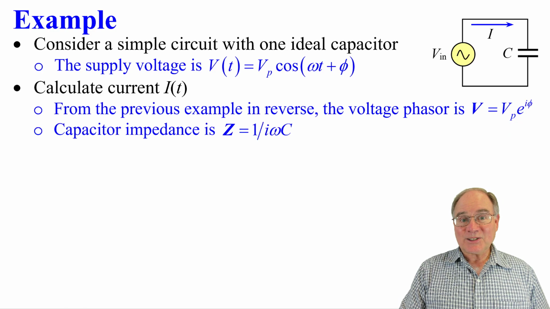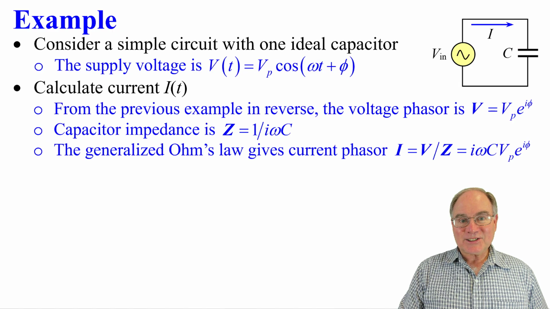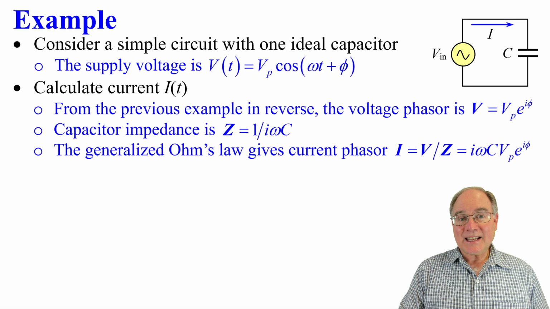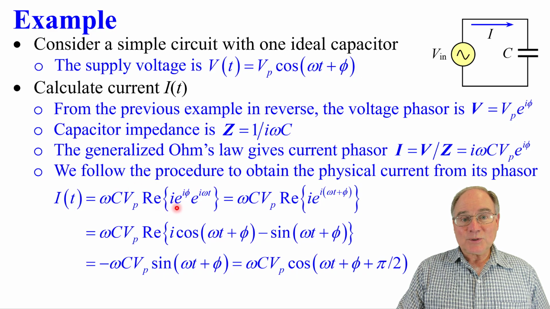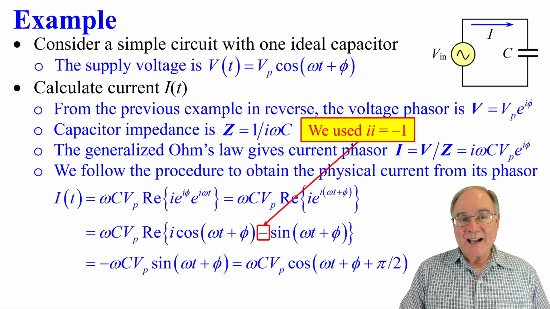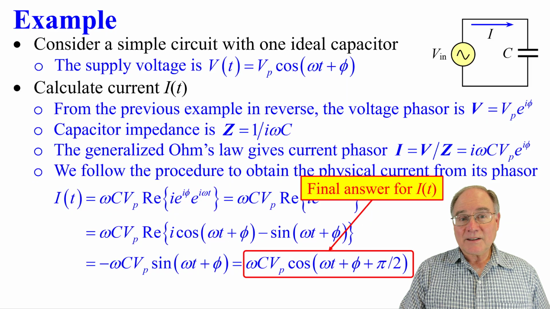We also know the capacitor impedance from a previous lesson, which is also the total impedance since there's only one component in this circuit. The generalized Ohm's law gives us the phasor for the current, i omega C Vp e to the i phi. We follow the previous procedure to obtain the physical current from the phasor. We multiply by e to the i omega t. I took the constants outside, and then we take the real part. The algebra looks very similar to what we did previously, but here we also used i squared equals -1, and we used this trig identity to change from sine back to cosine. So this is our final answer for physical current.